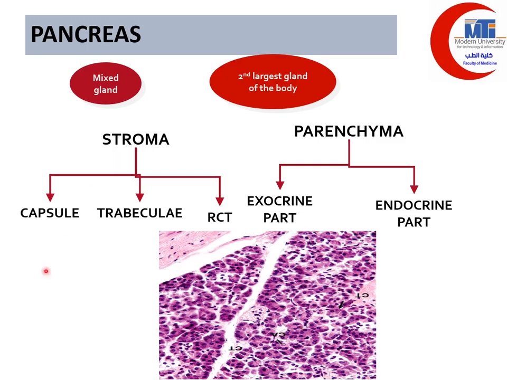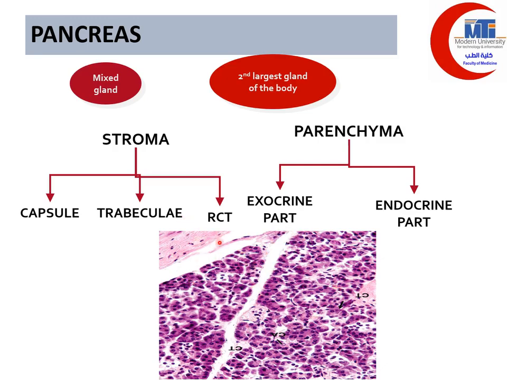The stroma of the pancreas is formed of capsule, trabeculae, and reticular network. The capsule of the pancreas is formed of thin, delicate connective tissue. The trabeculae are thin, delicate connective tissue which descend from the capsule to divide the gland into ill-distinct lobes and lobules.